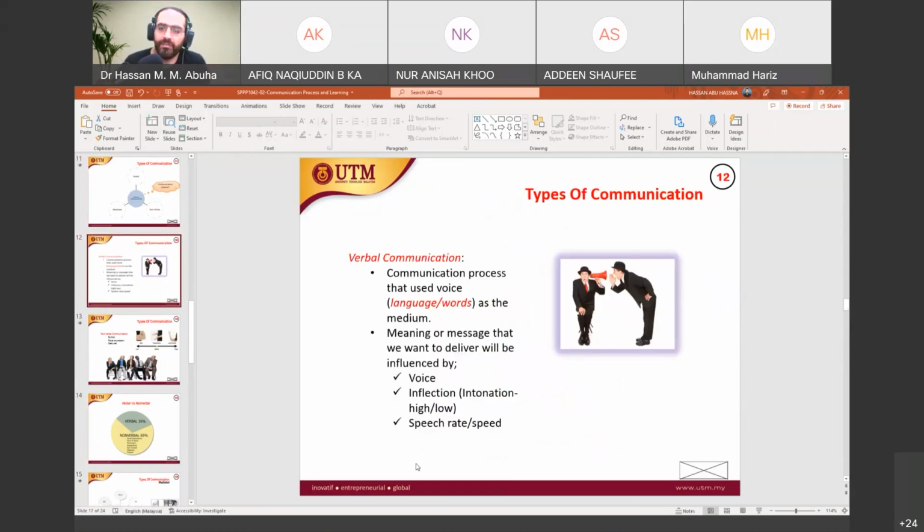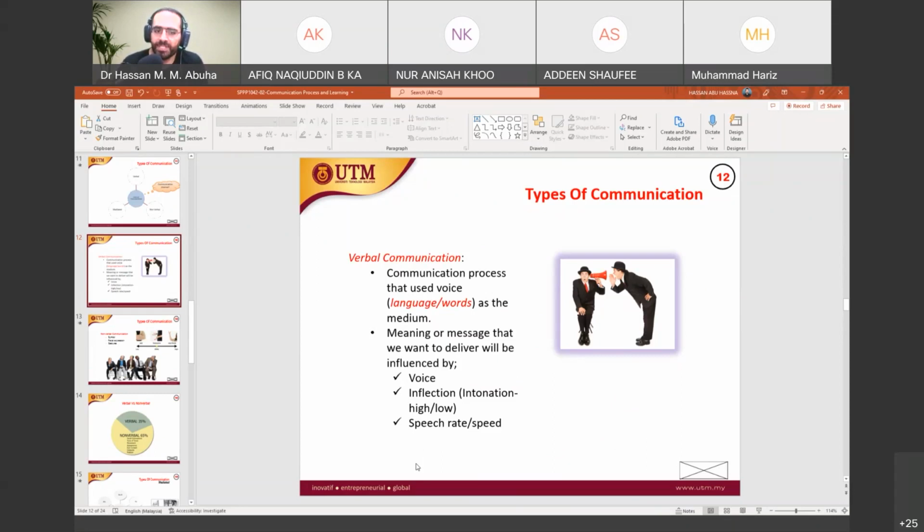For the first one, verbal communication, it means anything that needs words or needs us to talk. Okay, verbal communication is the communication process that uses voice, language, words as the medium. This could be through videos, live meetings, face to face, radio, right? So since there is talking or there are words in the conversation, this is verbal communication.